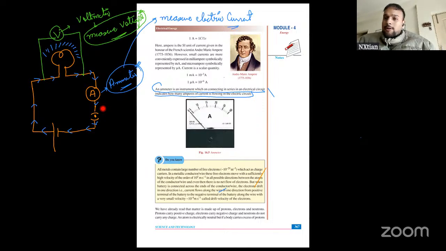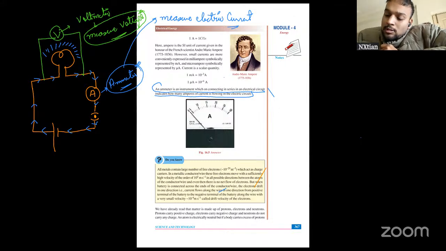Understood, guys? Now, the first point is this: the ammeter is used to measure electric current, and the voltmeter is used to measure voltage. Second point, the electricity starts from the positive terminal and goes towards the negative terminal. If this switch is off, then electric current will not flow because the circuit is not closed. For the flowing of electric current, the circuit should be closed. Then only will electric current flow.